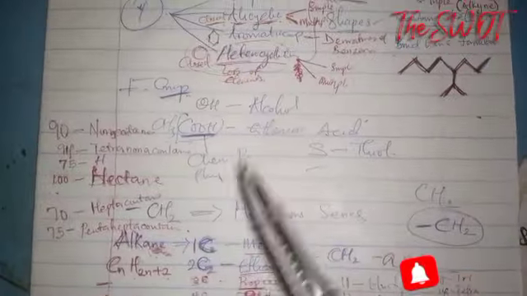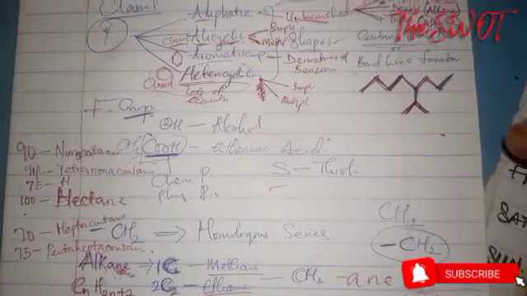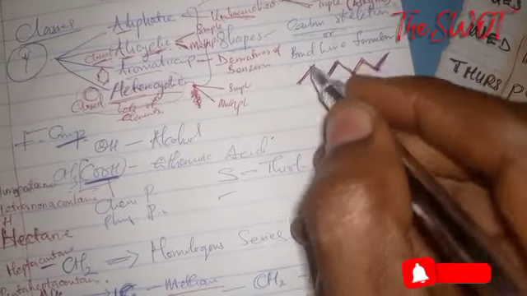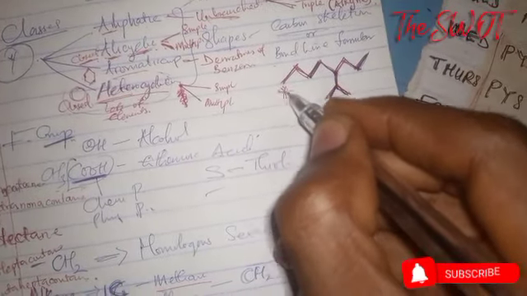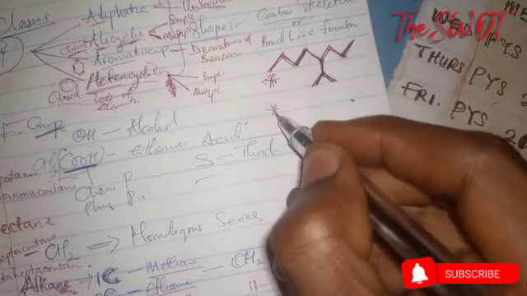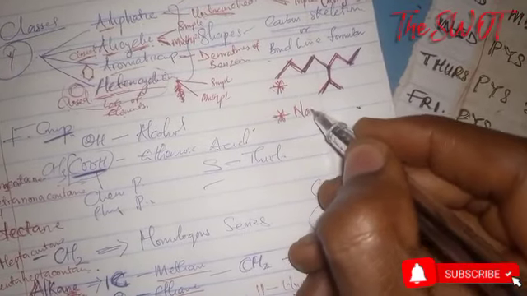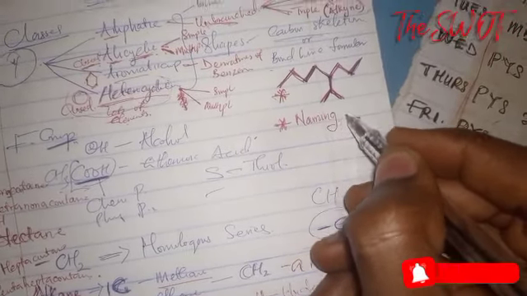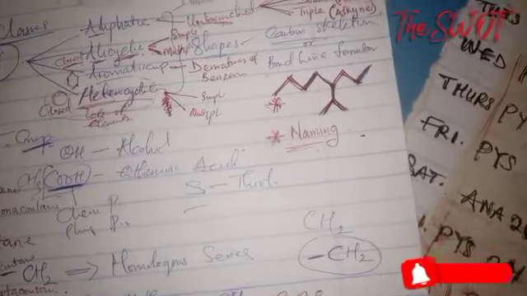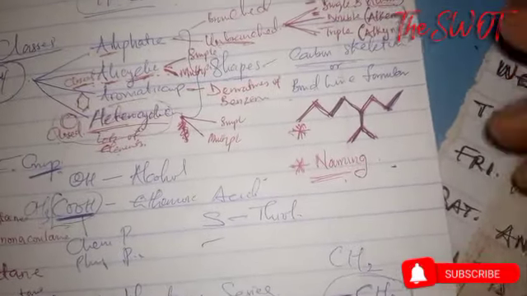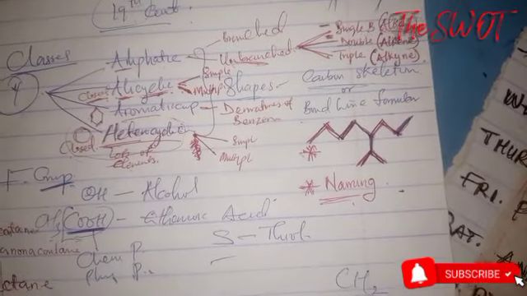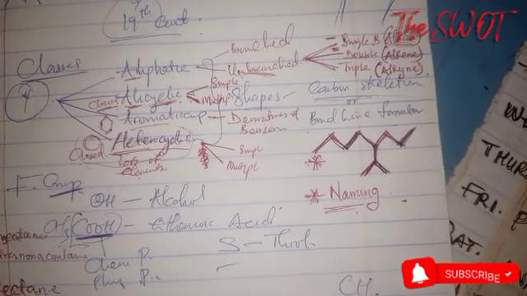So we'll be establishing more on this naming. Now in the next episode we'll be looking at the bond line formula, and we'll be looking at the naming in general. So those are the two things we'll be looking at in the next episode.